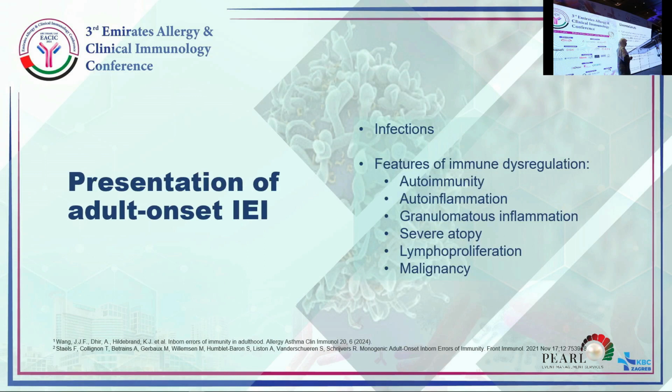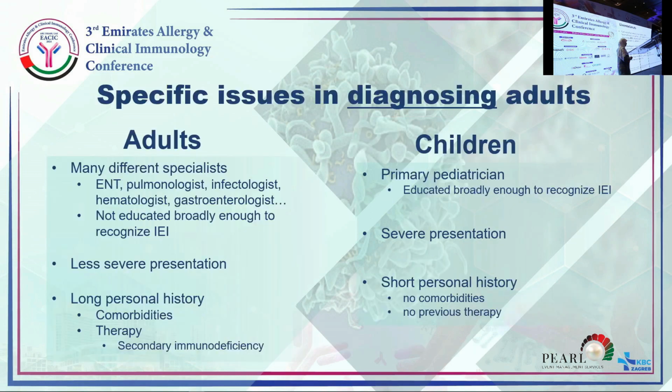We already heard about the presentation of inborn errors of immunity. In adults, it's basically the same. These are patients that have infections and immune dysregulation symptoms like autoimmunity, autoinflammation, granulomatous inflammation, severe atopy, lymphoproliferation, or malignancy. But there are some specific issues when we talk about diagnosing adult patients with inborn errors of immunity.